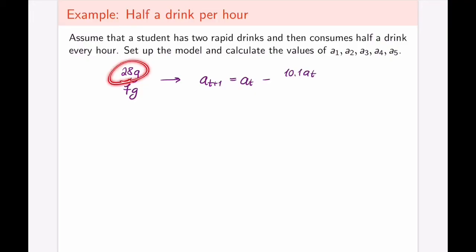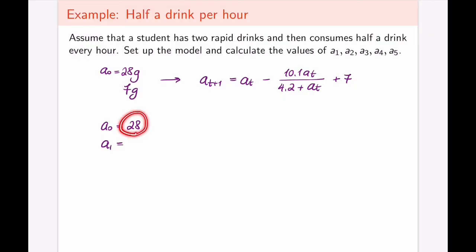The initial amount will only affect us in our calculations once we actually start plugging things in, but the constant addition of half a drink per hour will appear as the plus 7 tacked onto our overall formula here. Okay, so let's see what happens. I know that we're starting with 28 grams.